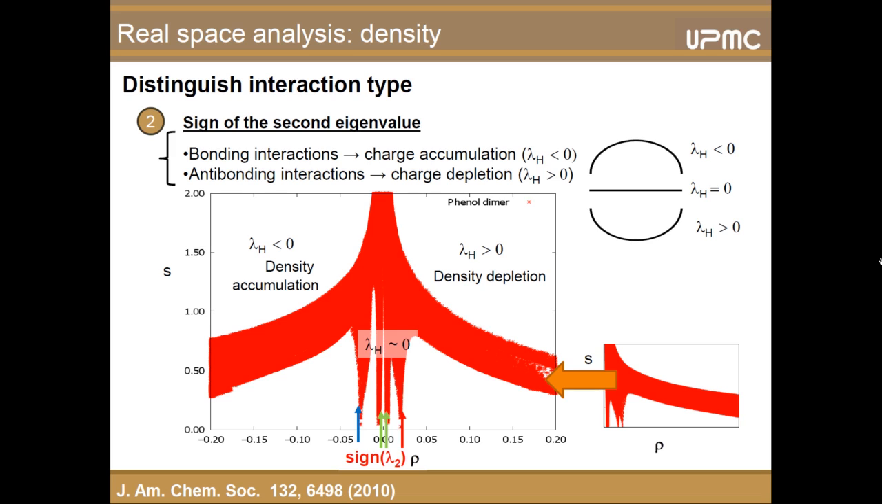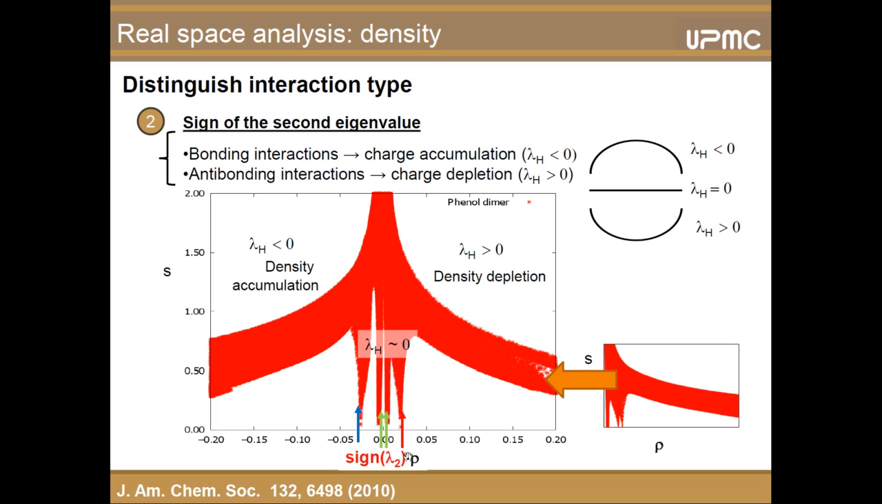And that is reflected in the second eigenvalue. So what we do is, instead of just plotting the reduced density gradient in terms of density, we plot the density times the sign of the second eigenvalue. And now you see this plot splits into two. So now we have van der Waals always in the middle, and repulsive interactions are minimum, so they have positive eigenvalues, they go to the right, and attractive interactions have negative second eigenvalues, so they will go to the left.